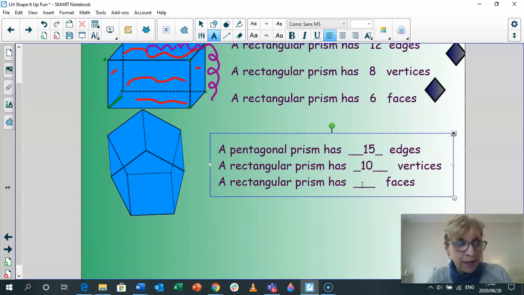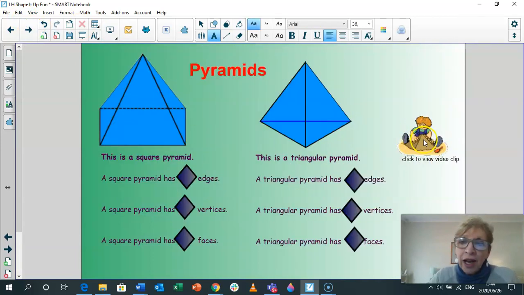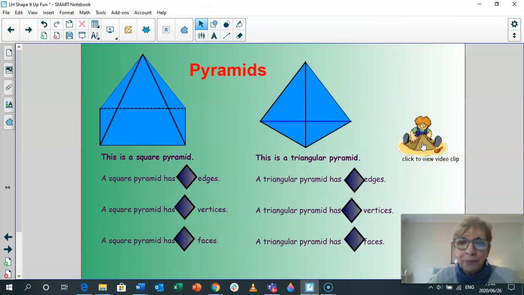How many faces? 7. All right, well done. Moving on. Okay, so now I'm going to let you see a little video about pyramids, and then we're going to talk about pyramids. Or maybe we should actually have a look and see these things first.